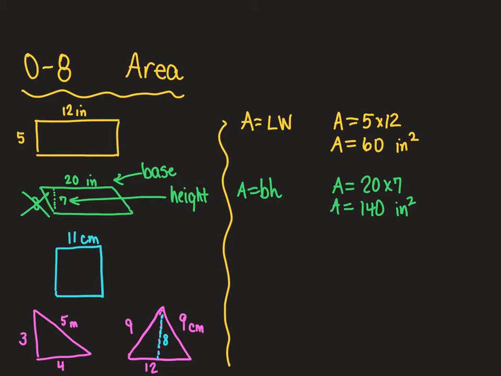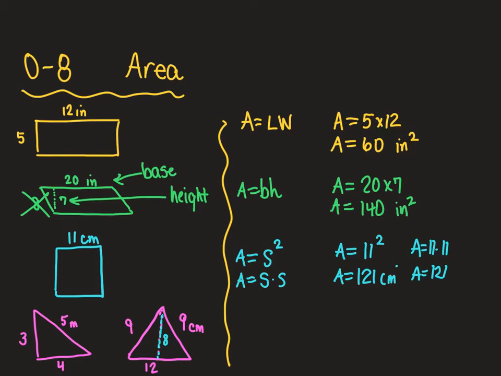All right, my square, the formula says that the area is side squared. Another way you can write it is side times side. My first line of work would say 11 squared, or my first line of work could say 11 times 11. My second line of work is the answer to that, which is 121. My label, centimeters squared.